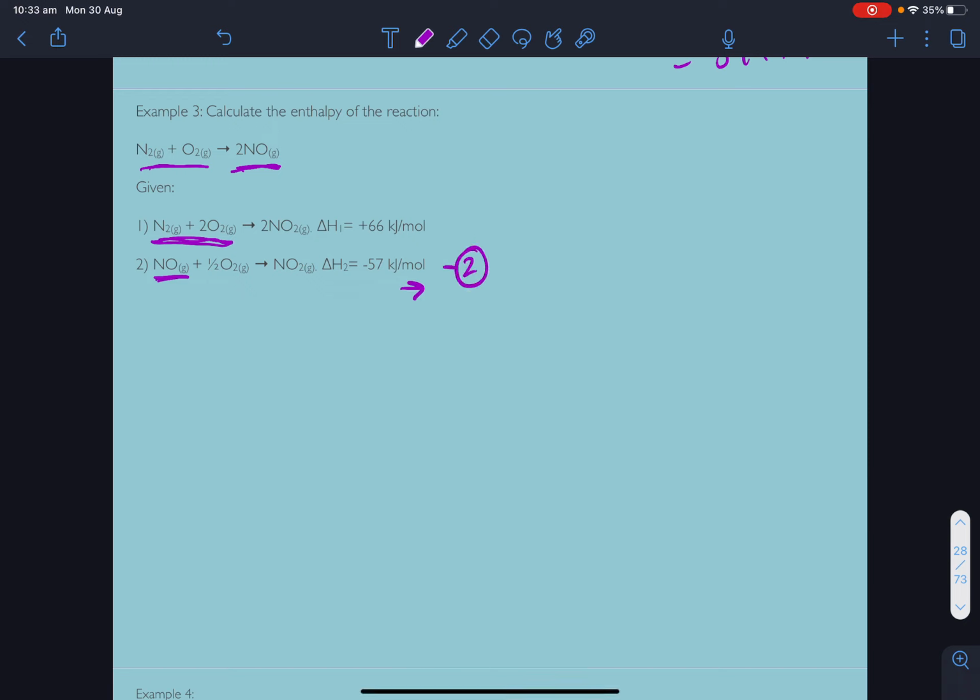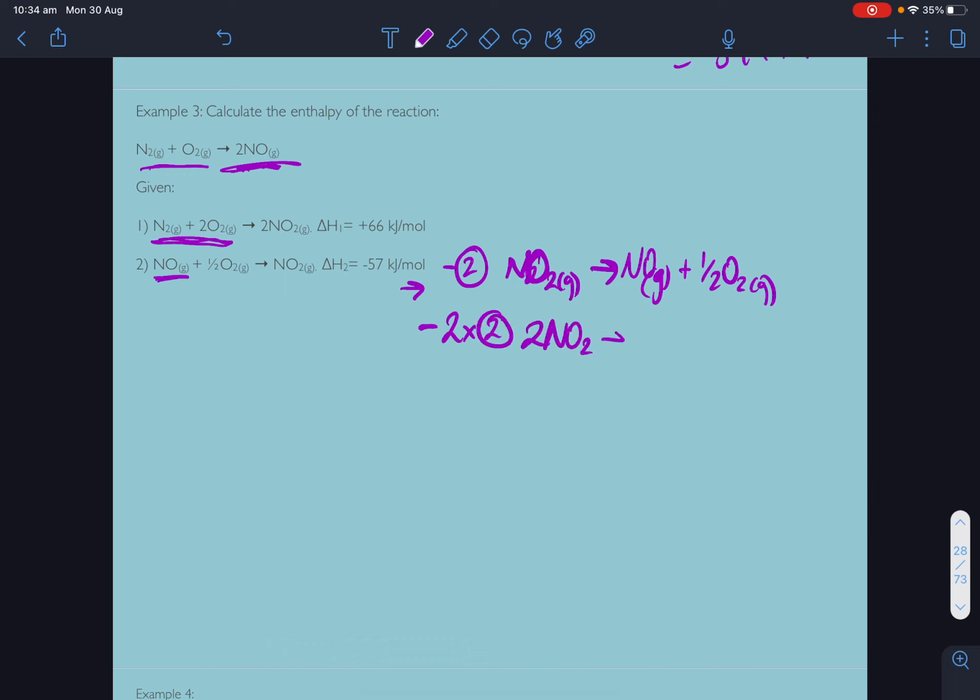Negative of 2, or swap it around. I can do that and remember what it does to the enthalpy value, but that's okay. So let's swap it around. The negative of 2 is, I've got NO2 gas going to NO gas plus a half of O2 gas. That's a bit better. But if you look at the products on the one up top, it's 2NO, and here I'm just getting 1NO. So what I might do is multiply it by 2. So negative 2 times 2 is 2NO2 going to 2NO plus a half times 2, just the 1 oxygen gas. So now I've got my right product there, which is my 2 NOs.